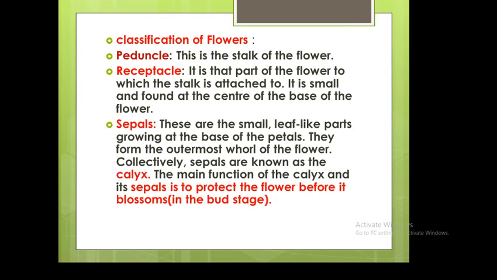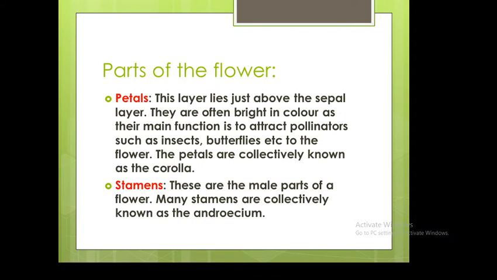Classification of flowers. Peduncle, it is the stalk of the flower. Receptacle, it's the part of the flower to which the stalk is attached. Then we have the sepals, which protect the flower in its bud before it blossoms. Parts of the flower are petals. As we said, they are bright and colorful, to attract insects and butterflies. Petals are collectively known as corolla.